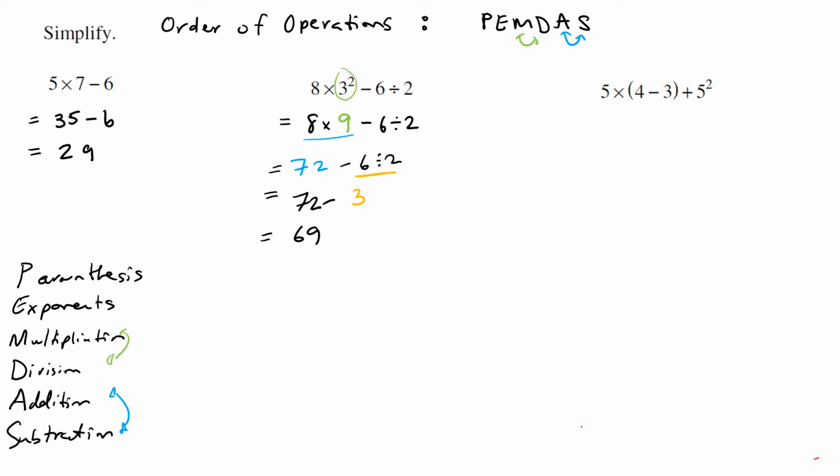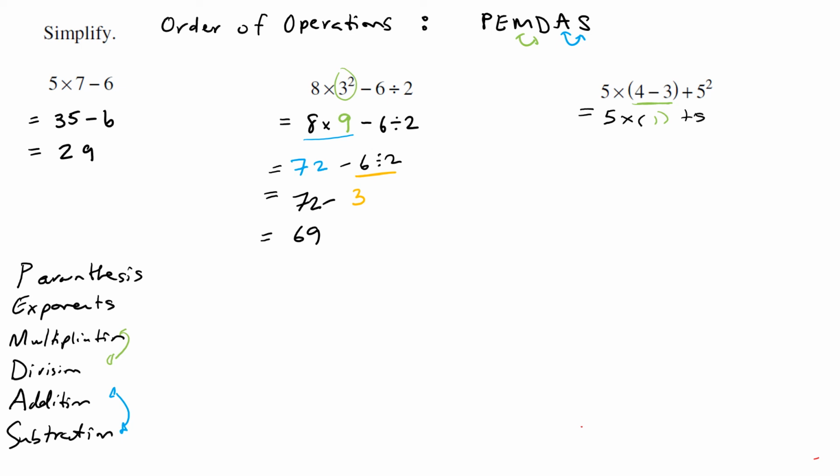All right, so we'll play the game again here. Parentheses, exponents, multiplication, division, and addition and subtraction. So here, do we have parentheses? Yeah, we do. So this time we start with parentheses. And so I simplify inside the parentheses first. So that's going to be 5 times, well, in my parentheses, 4 minus 3 is going to be 1. And then I still have plus 5 squared.